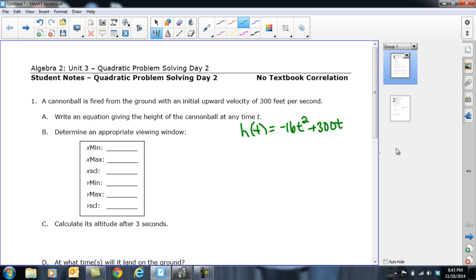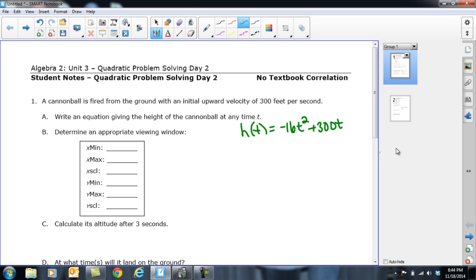Now part B here says to determine an appropriate viewing window. That means that they want you to look at your calculator and figure out, if I were going to graph this equation or this function, what would my window need to be so I could see the whole thing. First of all, here's what I do know. I do know that I am talking about something being fired from the ground, and I'm talking about time and distance. We're not going to be dealing with negatives here, so I know that my minimum values don't have to be very much smaller than 0.